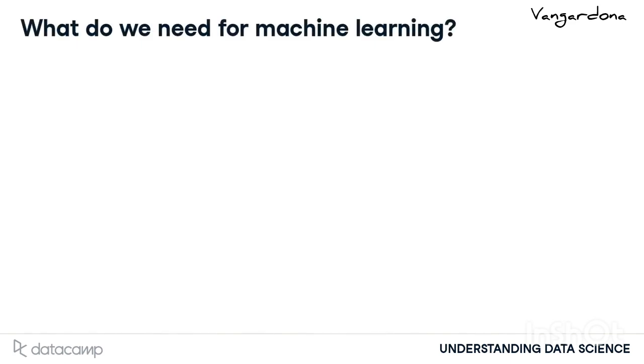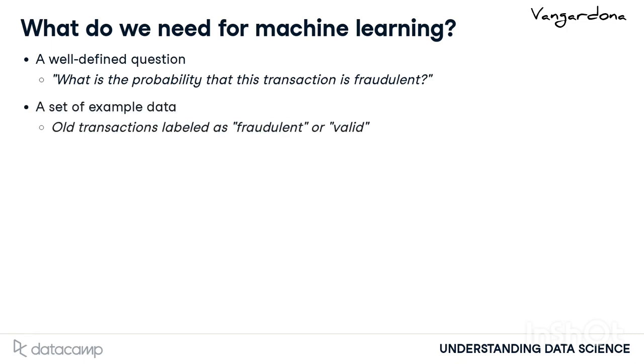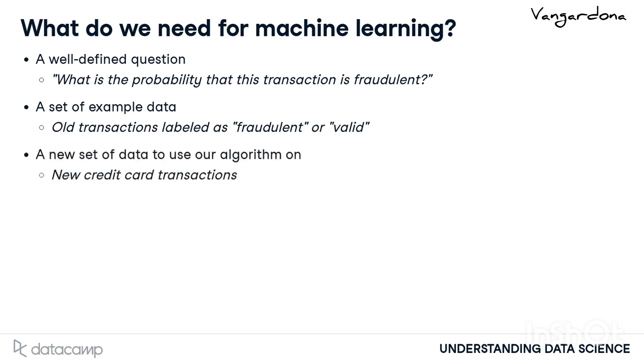Before we can answer that question, let's walk through our example and highlight what we need for machine learning to work its magic. First, a data science problem begins with a well-defined question. Our question was, what is the probability that this transaction is fraudulent? Next, we need some data to analyze. We have months of old credit card transactions and associated metadata, like date and location, that have already been identified as either fraudulent or valid. Finally, we need additional data every time we want to make a new prediction. We need to have the same type of information on every new purchase so that we can label it as either fraudulent or valid.